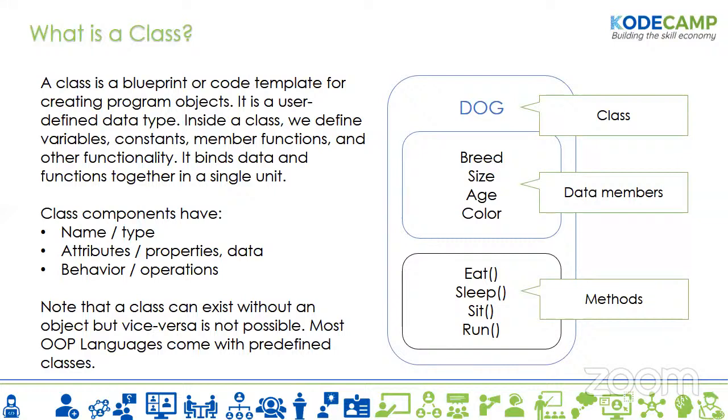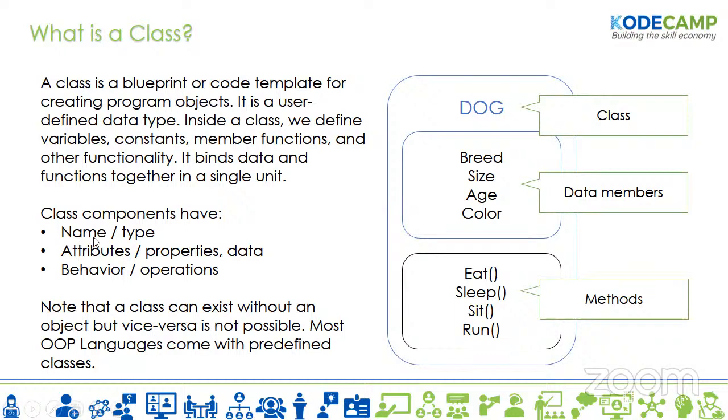And basically, it binds the data and functions together into a single unit. So while you might have different types of data and different types of things, it is the class that binds them together and makes them become one entity. So that entity that the class creates is an object. Okay, so classes create objects. Now, just like objects, class components have these three basic aspects.